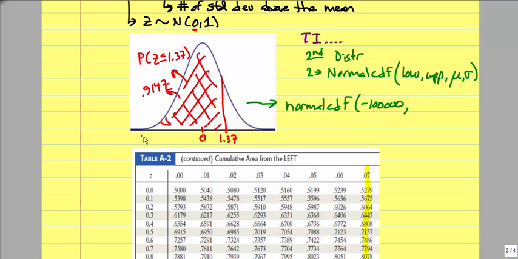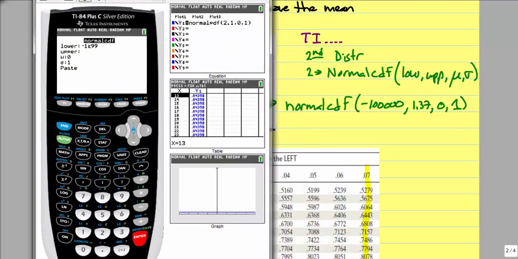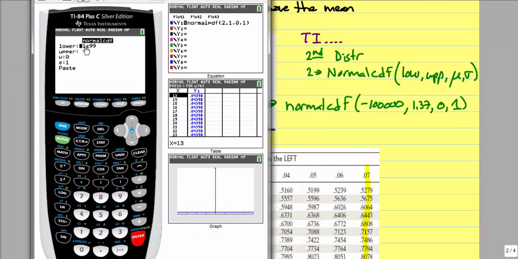Now our upper bound, I want to go from negative infinity all the way up to 1.37, because that's my upper bound. My mean is 0 and my standard deviation is 1. So let's put those values into the calculator and see what it returns. Now, like I said, this is my default for negative 1 times 10 to the 99th.